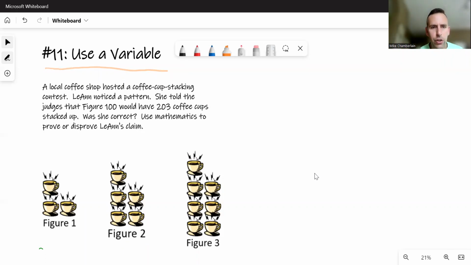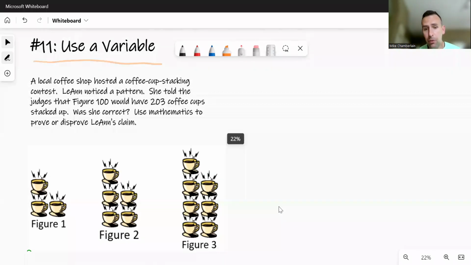A local coffee shop hosted a coffee cup stacking contest. Leanne noticed a pattern. And you're thinking, well, okay, great job, Leanne. Do I notice a pattern? She told the judges that figure 100 would have 203 coffee cups stacked up. Was she correct? Use mathematics to prove or disprove Leanne's claim. Now, you don't have to use a variable to solve this problem. You can break it down in a variety of other ways.